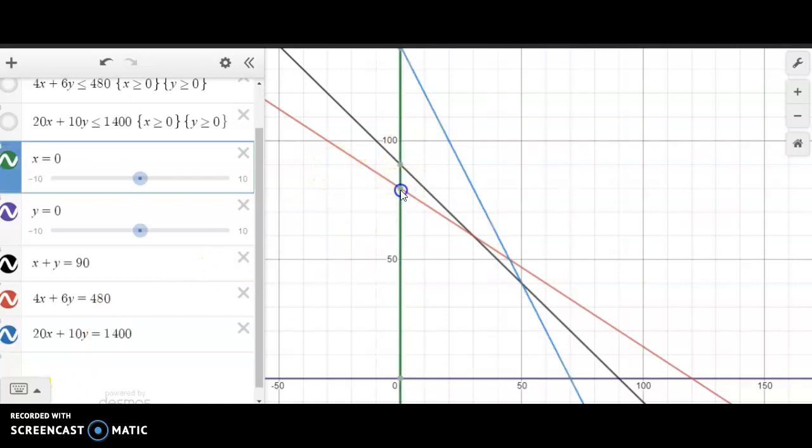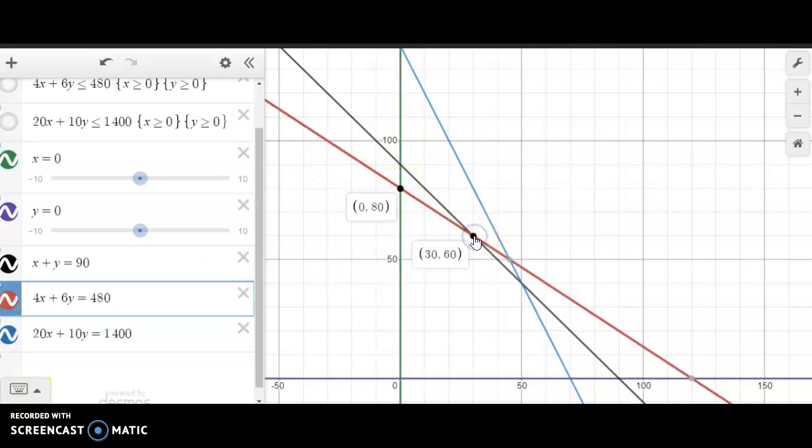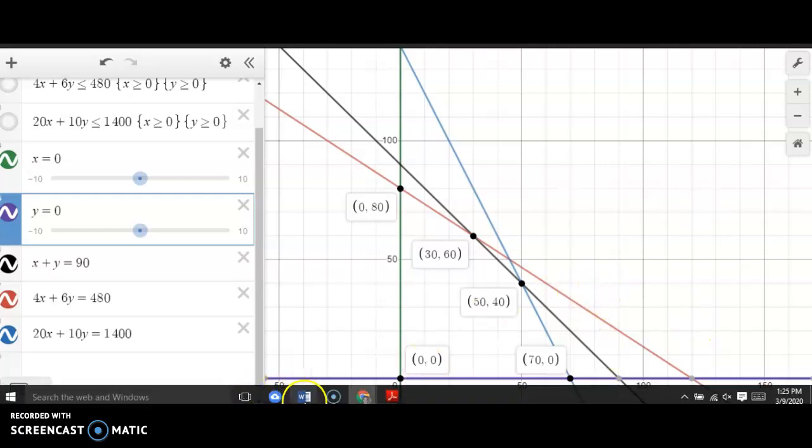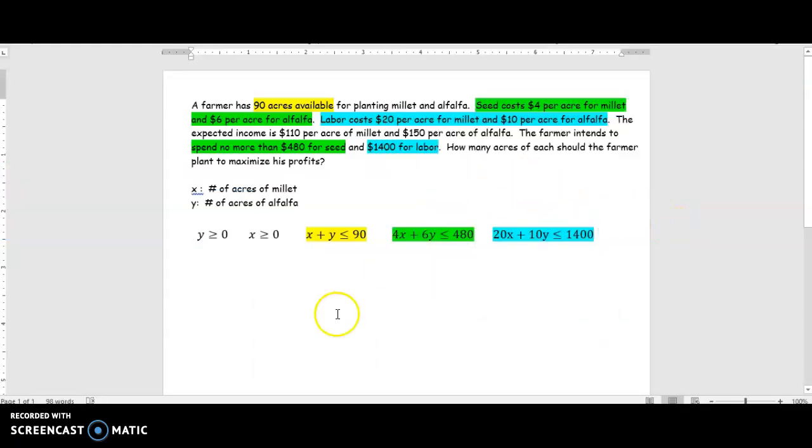So if I click on this, I'll see 1, 2, 3, 4, 5 test points. Now, we can go ahead and throw those in and test them if you would like, or we can simply move our profit equation through the feasible region, and the last point that marks the last part of the line leaving the feasible region will be our solution. I'll show you how that works.